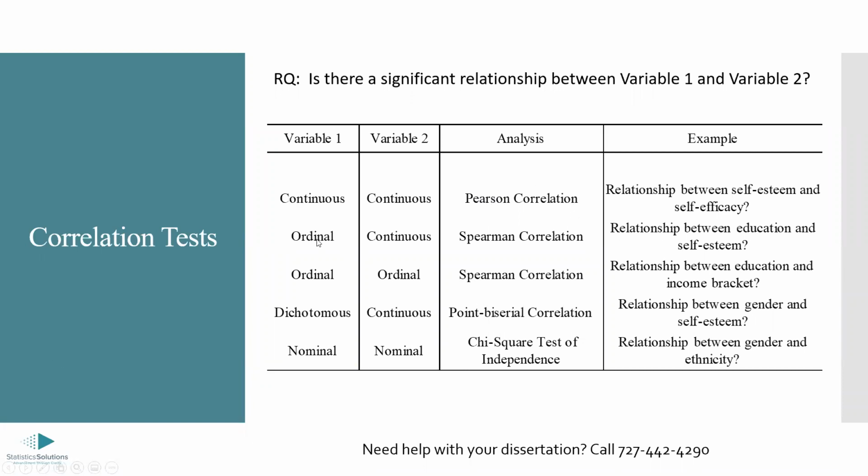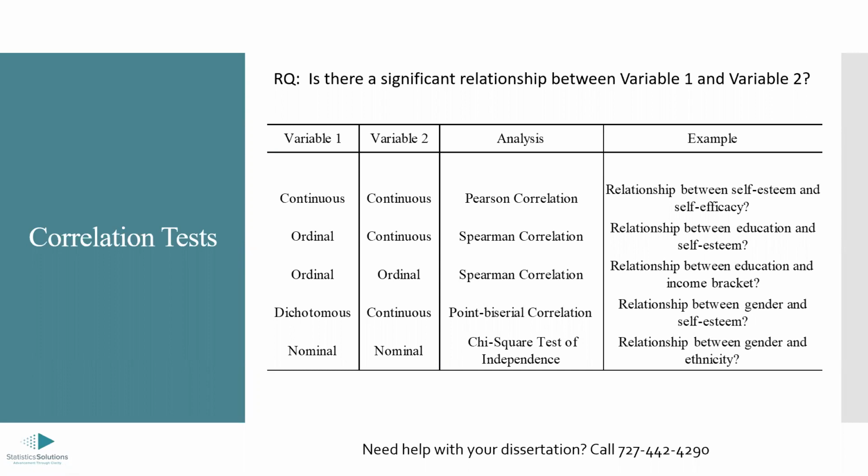If you have an ordinal variable and a continuous variable, the correct approach is to use a Spearman correlation. So an example of this would be, what is the relationship between education and self-esteem? So education is typically considered an ordinal variable because there is a natural ranking to the variable, maybe less than high school, bachelor's, master's, PhD.